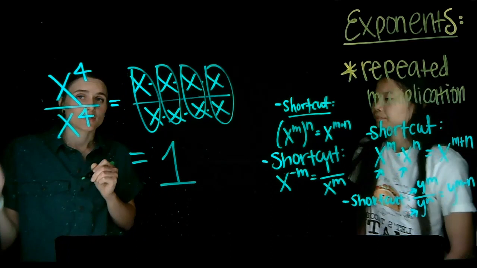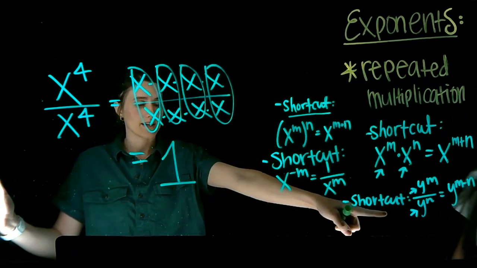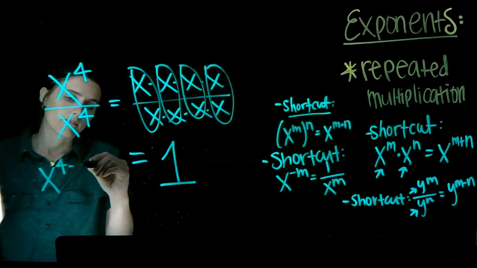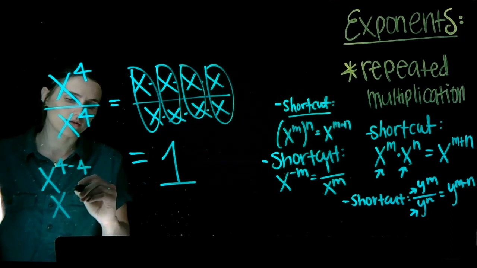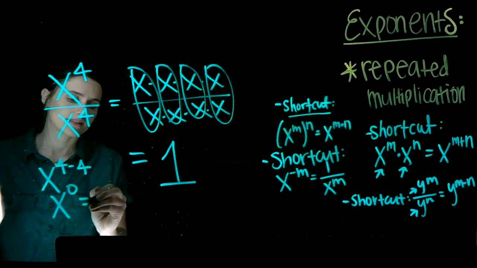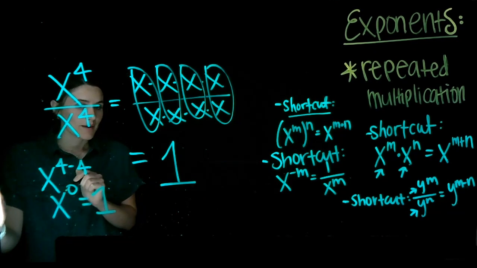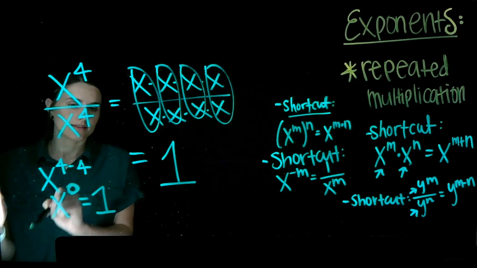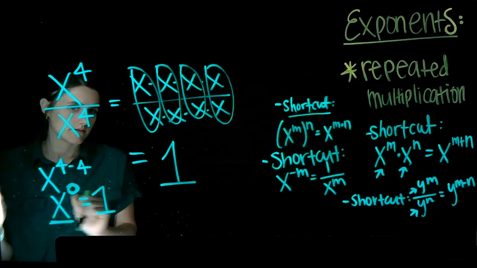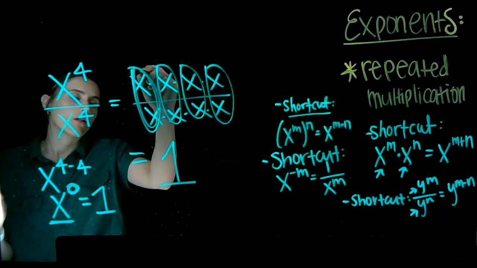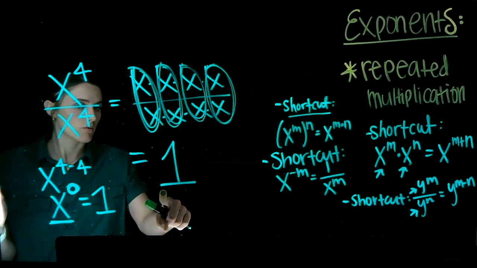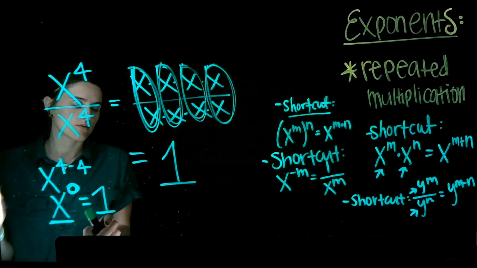Now when I use my shortcut right here, where I want to subtract my exponents, my top exponent from my bottom exponent, I'll have x to the 4 minus 4, or x to the 0. And so when we simplify it this way, we know that the answer is 1. So x to the 0 equals 1. So anytime that you have 0 in your exponent, as long as the base of your exponent is not 0, then your answer is going to be 1. Because when you expand it out, all of your numbers or variables will simplify to be 1, so your entire fraction will be 1. So anything to the 0 power is equal to 1.